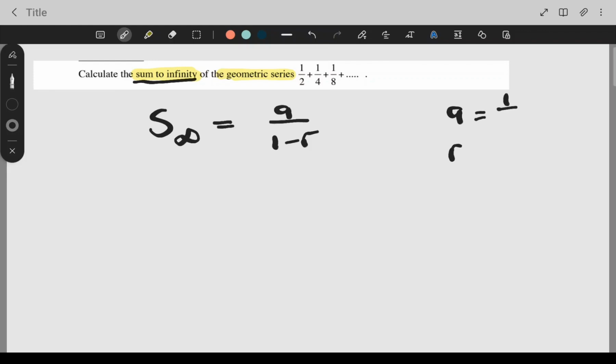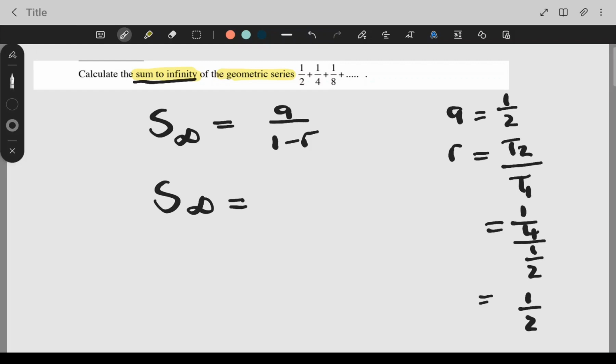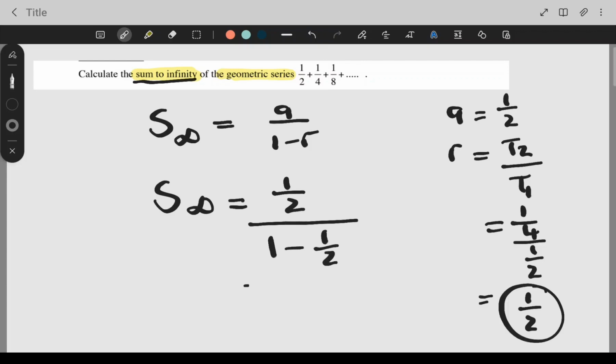The first term here is a half, and the constant ratio is T2 over T1, which is a quarter over a half. R is a half. So all you do is substitute in A is a half, 1 minus R is also a half, and put this on your calculator, and the sum to infinity is 1.